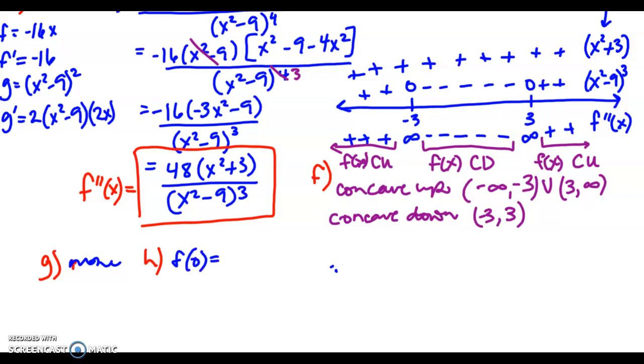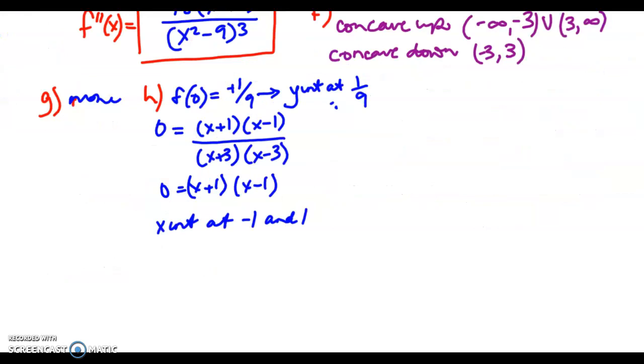And H, the intercepts. Okay, if we put a 0 in for x, we can find the y-intercept. And if we put a 0 in for y, we can find the x-intercept. So go ahead and do that. Okay, so it looks like we've got a y-intercept at 1/9 on the y-axis, and x-intercepts, or two of them, at 1 and -1.